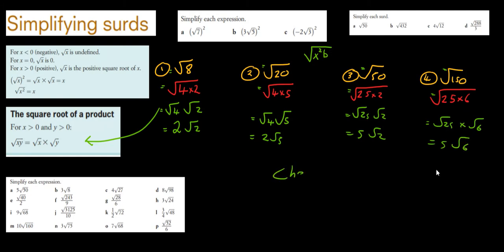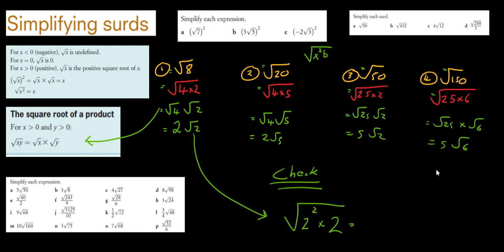Now we can check all these. Let's check the first one. Okay, so we can take this inside the square root and do the opposite, which is 2 squared. 2 squared is 4, 2 times 4 is 8. So we get the original. So I want you to check 2, 3, and 4. So pause the video. Okay, so hopefully you've done that now. 2 squared times 5, which is the root of 20.